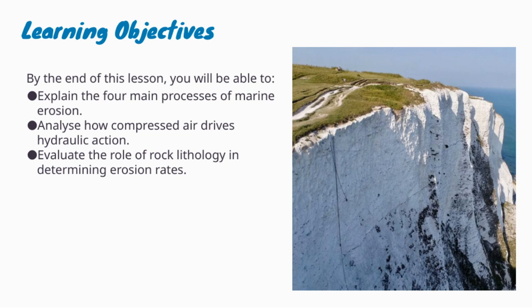Third, you should be able to evaluate the role of rock lithology in determining erosion rates. Lithology means the physical characteristics of rock, such as hardness, structure, and composition. Some rocks are hard and resistant. Others are soft, weak, or heavily jointed, making them easier to erode. So today's lesson is about both process and resistance. The sea provides the energy, but the type of rock affects how quickly erosion happens.